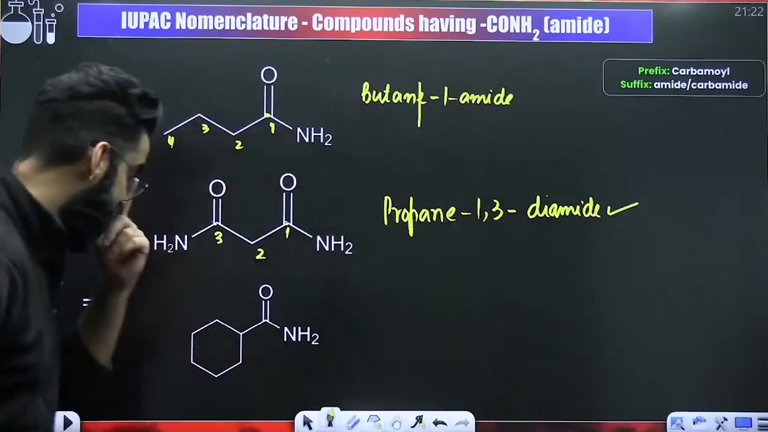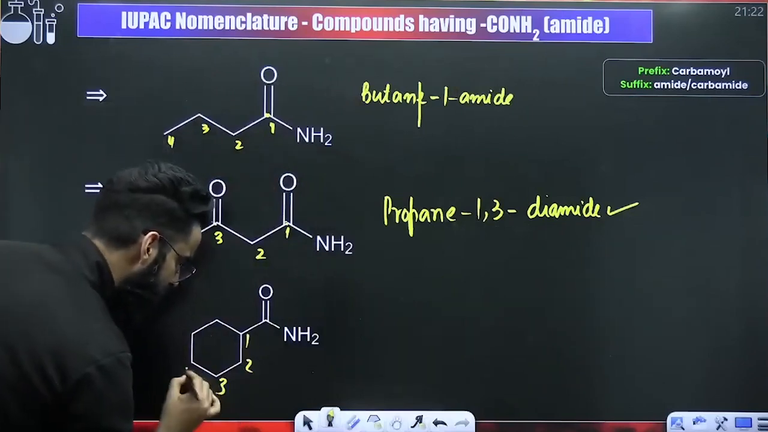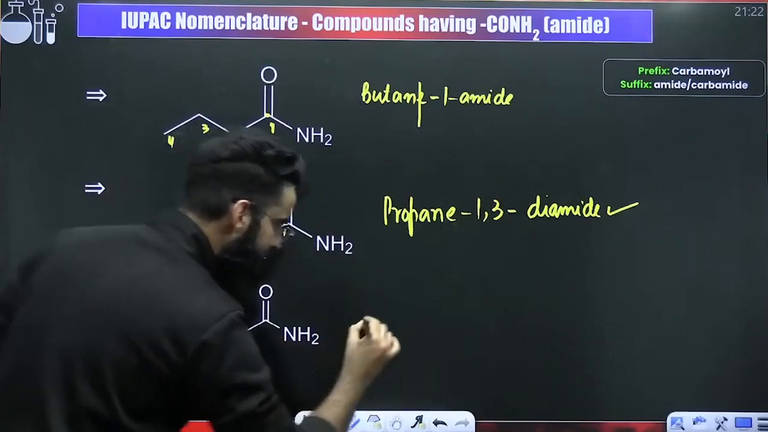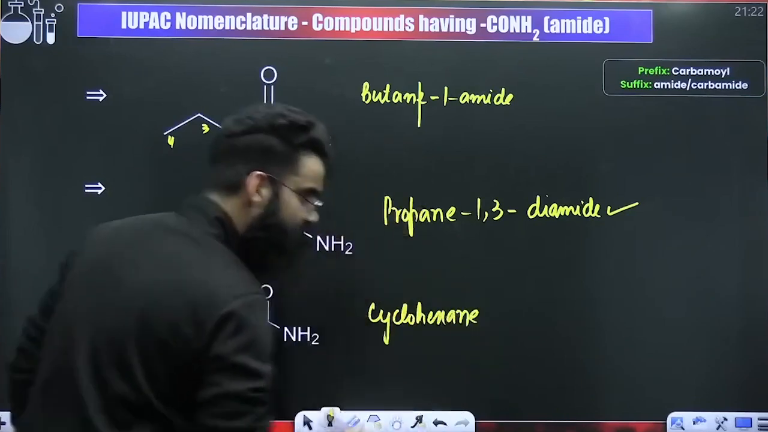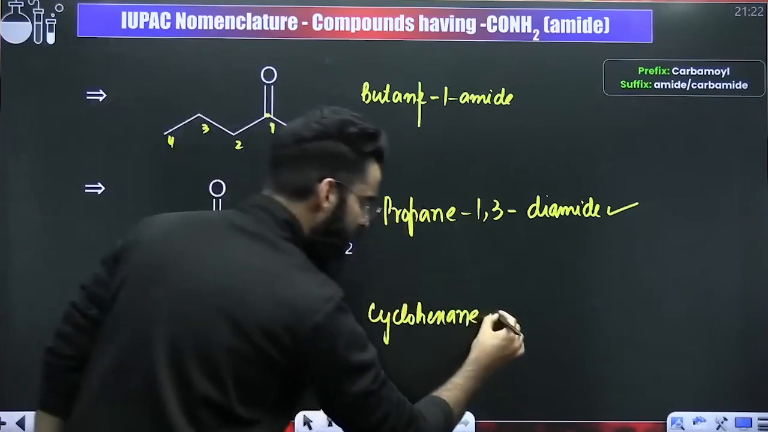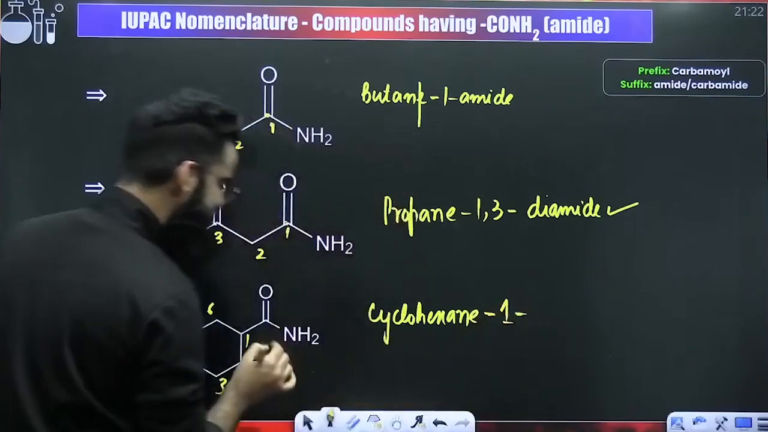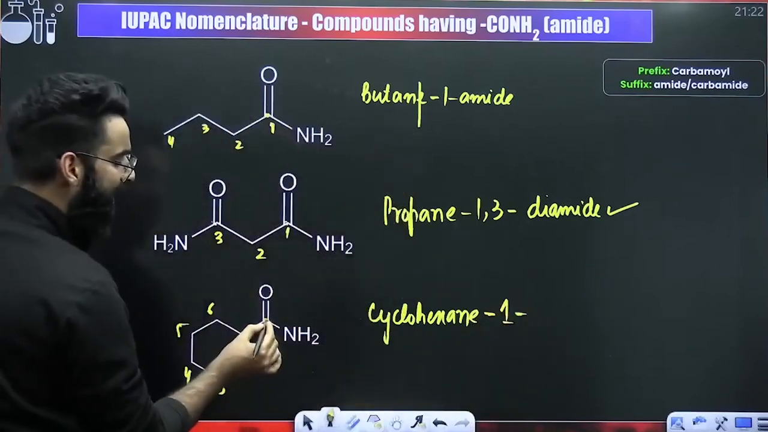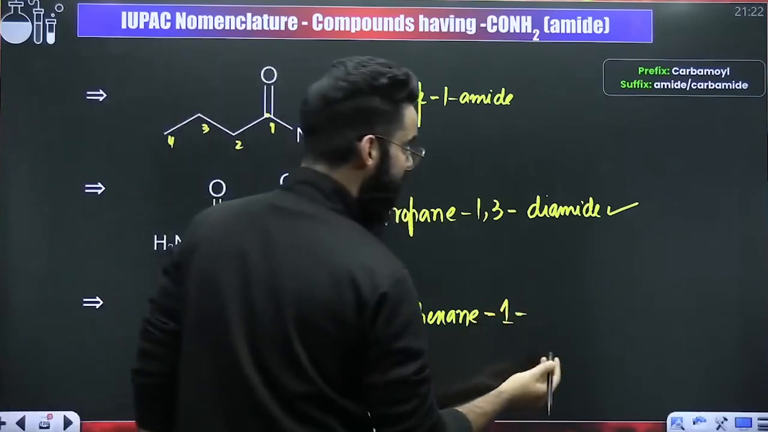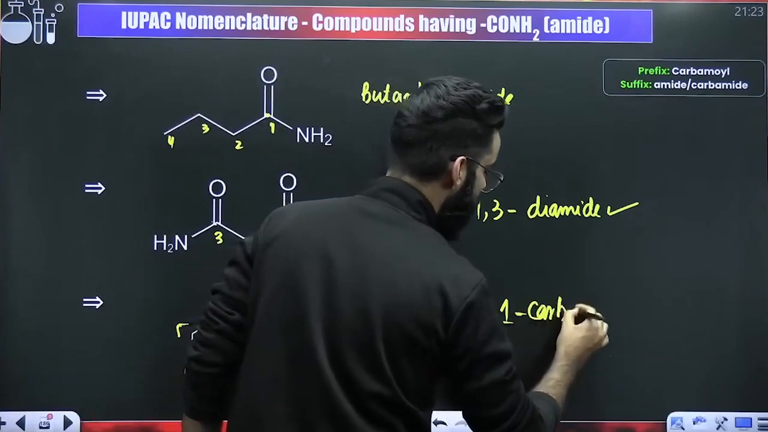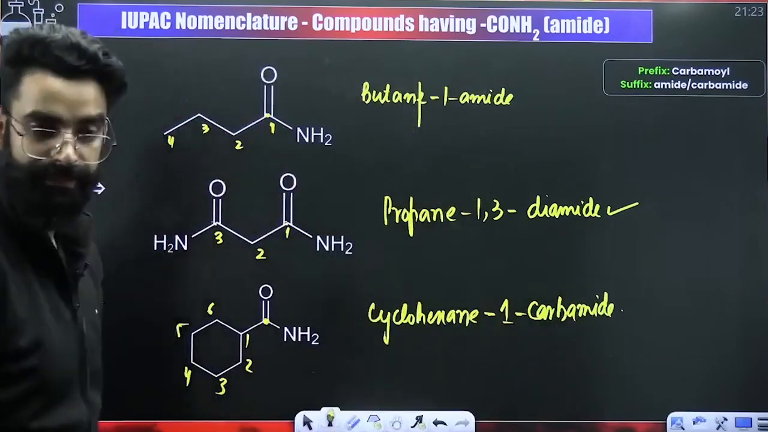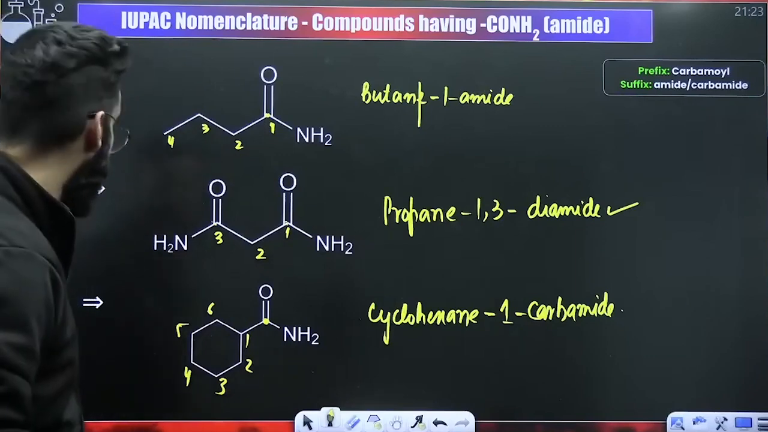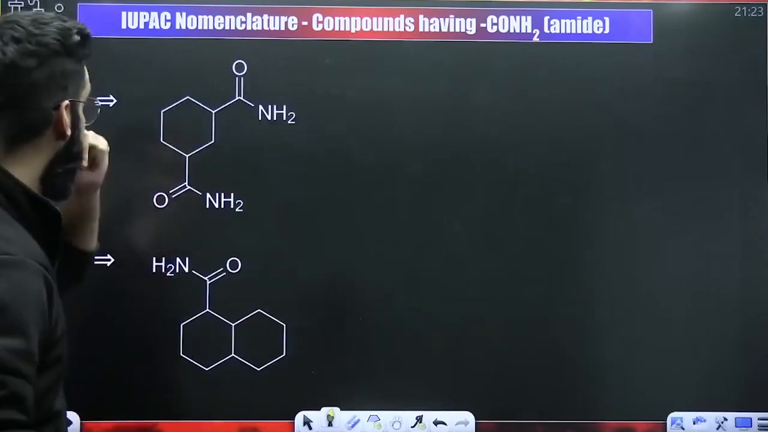I believe it's clear. Look at the next one. Calling this 1, 2, 3, 4, 5, 6, so it's cyclohexane. At carbon number 1, there is a functional group, which is amide. Now the carbon of the amide is not part of the main chain, so I'll be using carbamide.